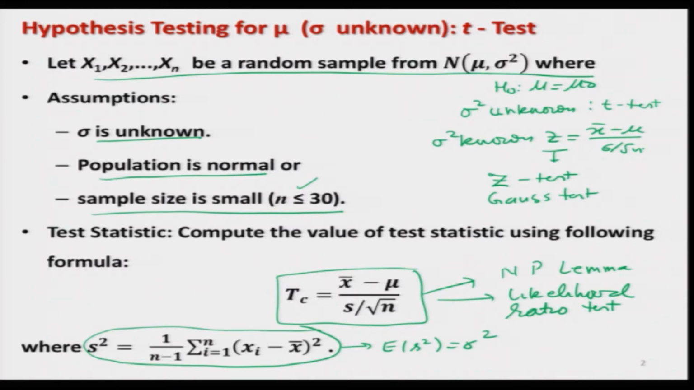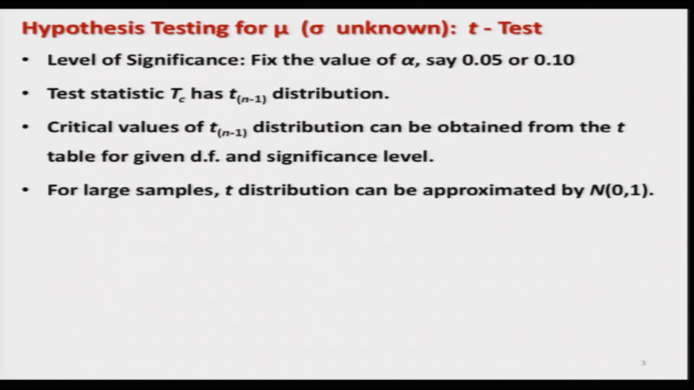Now, what we have to do? We have to get the sample and compute the value of this TC on the basis of the given sample of data. Now, how to compare it? For the comparison we can fix the value of alpha, that is the level of significance, to be say 5%, 1% or anything whatever you want depending on the requirement. And then we find the probability distribution of this statistic TC, and we find that TC has a T distribution with n minus 1 degrees of freedom.